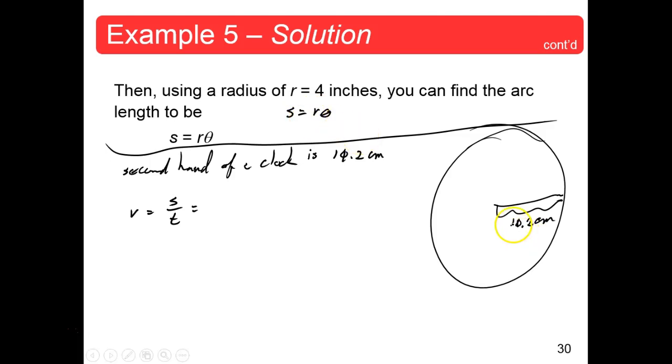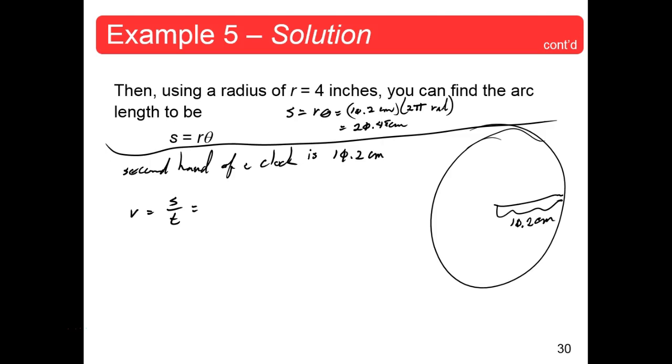Your radius is the 10.2, and you just told me that was 2 pi, so this will be 10.2 centimeters times 2 pi radians. Now I'm going to put rad, but that's not really a unit, right? So that's going to be 20.4 pi centimeters. Everybody agree with that? Okay. So that's how far it traveled one trip around. How long did it take to go one trip around your clock face?